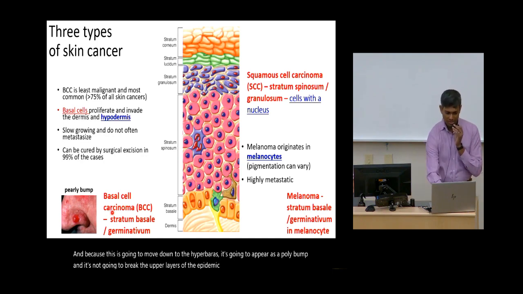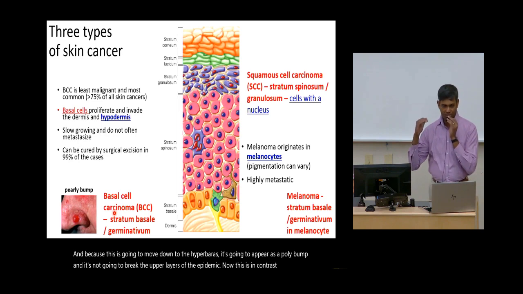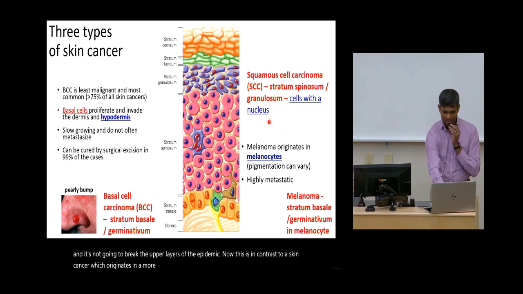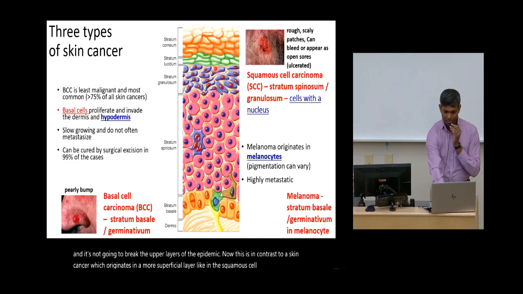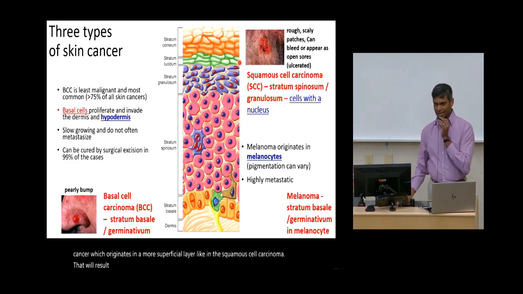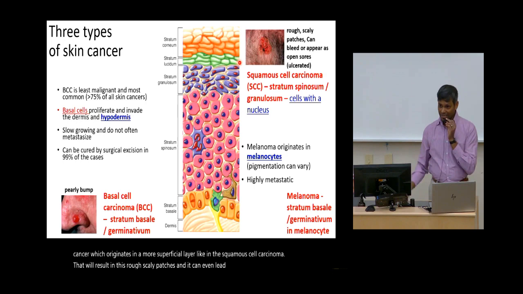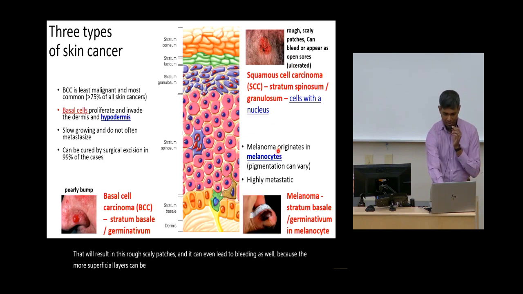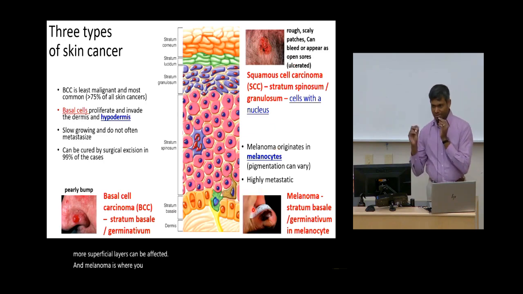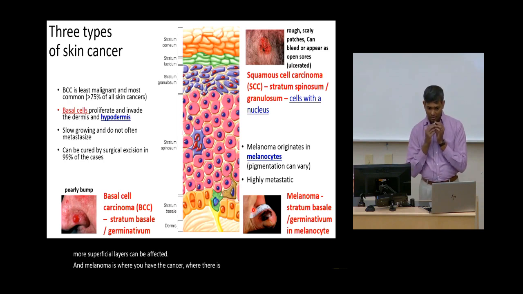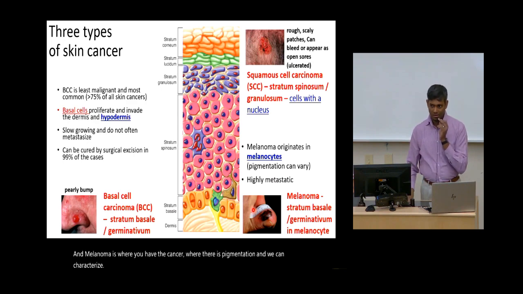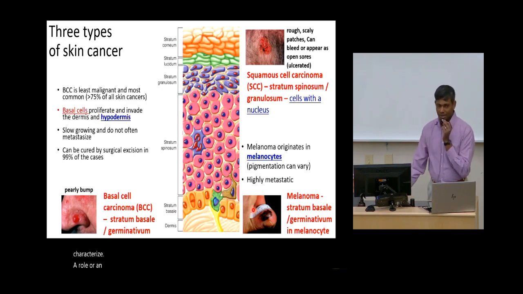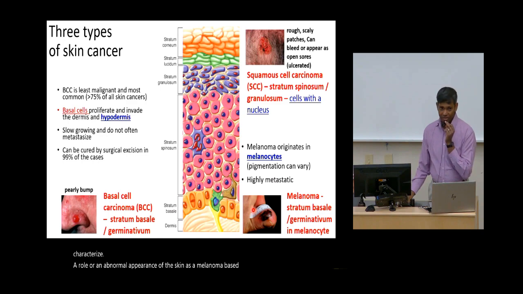Now, this is in contrast to a skin cancer which originates in a more superficial layer, like in the squamous cell carcinoma. That will result in rough, scaly patches, and it can even lead to bleeding as well, because the more superficial layers can be affected. And the melanoma is where you have the cancer where there is pigmentation, right? And we can characterize a mole or an abnormal appearance of the skin as a melanoma based on 5 different characteristics.